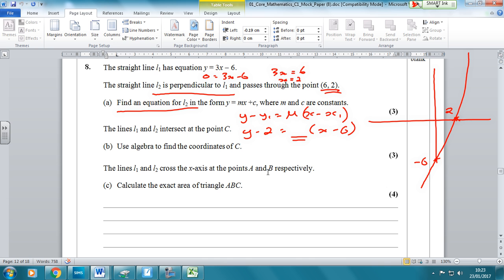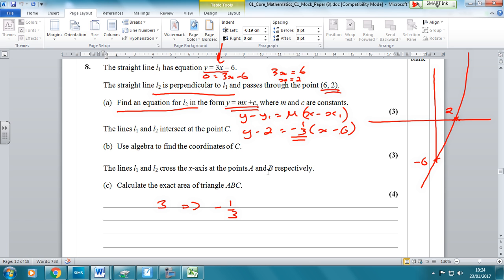So what we need to do is work out what the gradient of L1 is, then find the perpendicular gradient. If we have a look here, we've got y equals 3x minus 6. So the gradient for this line is 3. If the gradient is 3 for the first line, for the perpendicular gradient, you flip it upside down and change the sign. So that's going to go to minus 1 over 3. So we get y minus 2 equals minus 1/3 (x minus 6).